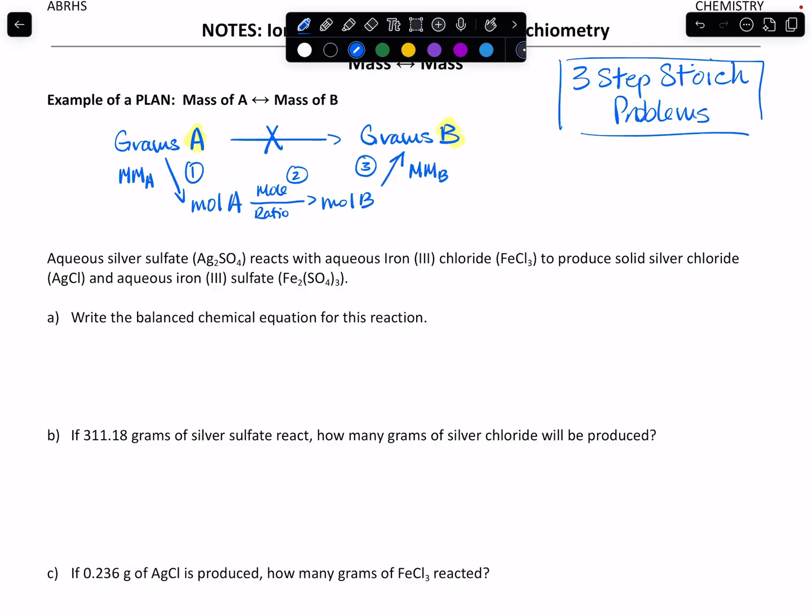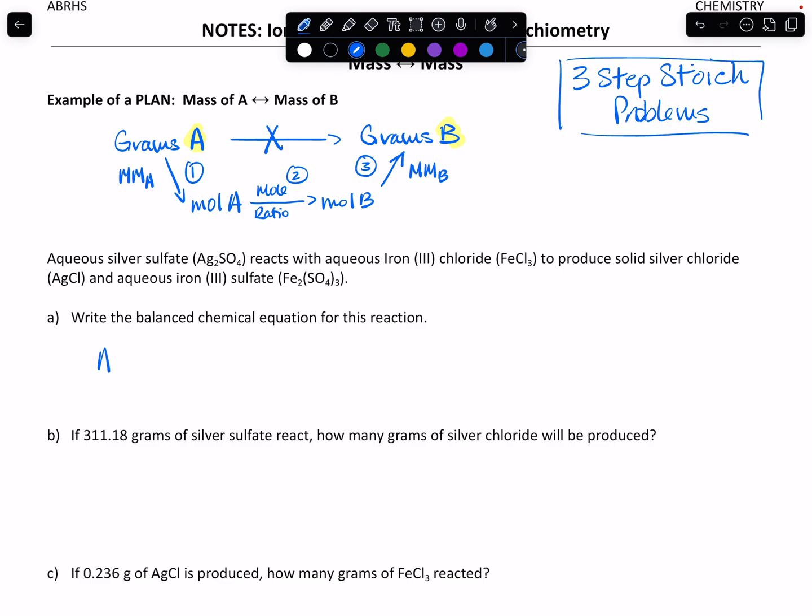All right. So we're going to go through a couple problems together. We're going to first have to write a reaction. So we have aqueous silver sulfate, Ag2SO4, which reacts with aqueous iron(III) chloride, FeCl3, to produce solid silver chloride, AgCl, and aqueous iron(III) sulfate, Fe2(SO4)3. So write the balanced chemical equation.